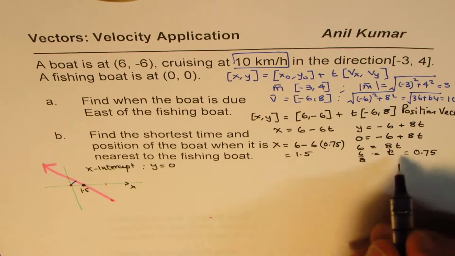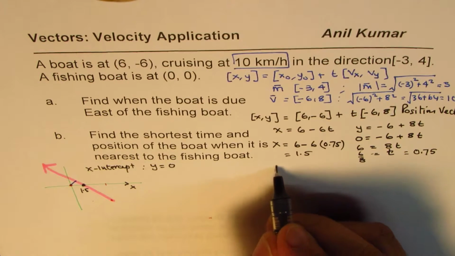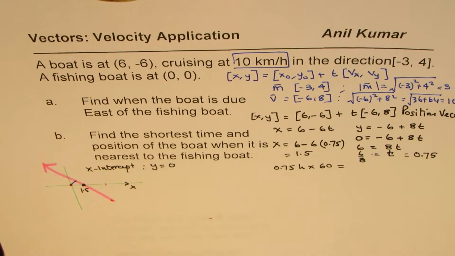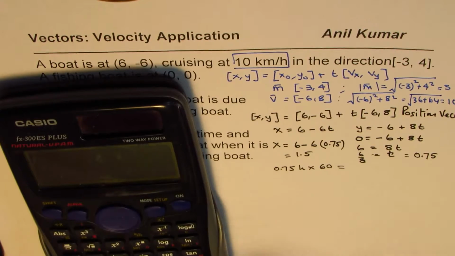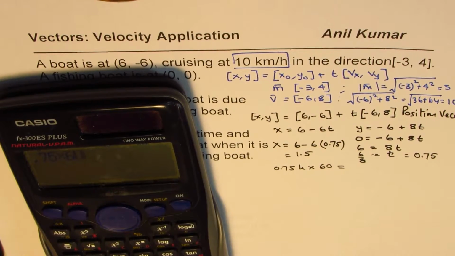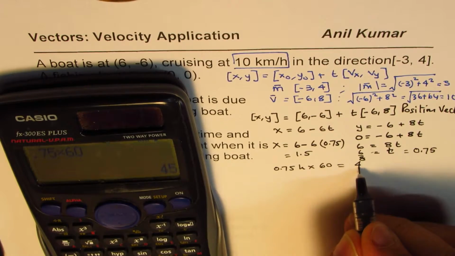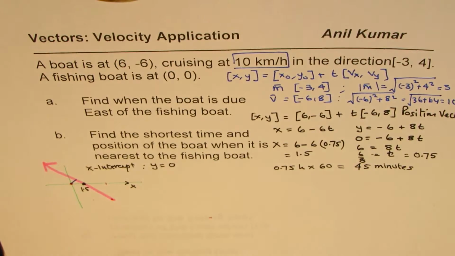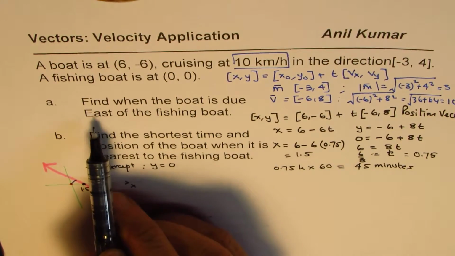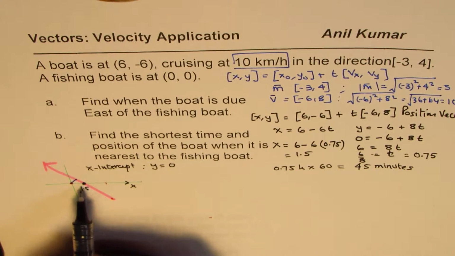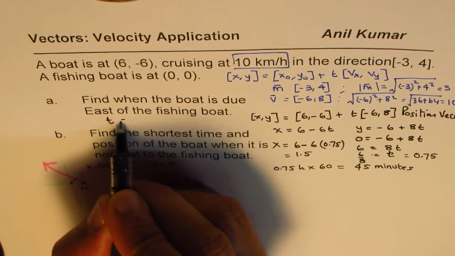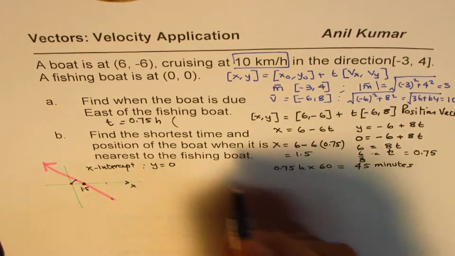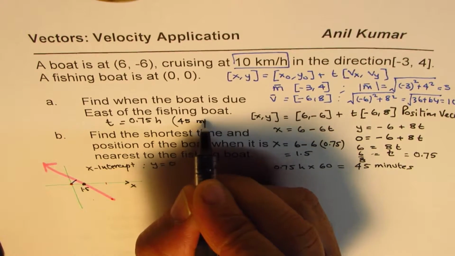Now, 0.75 hours times 60 will give us minutes. So we'll do 0.75 times 60, which equals 45 minutes. So we get the time. Find when the boat is due east of the fishing boat. So it is at this position at t equals 0.75 hours, which really means 45 minutes. Does that make sense to you?